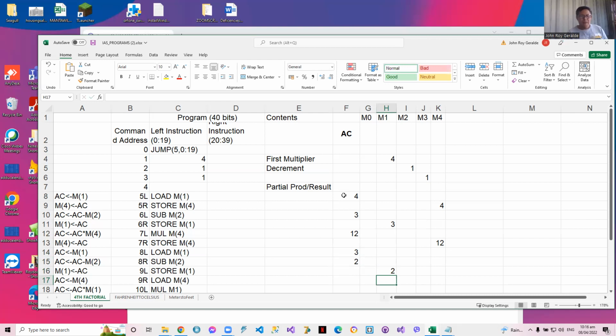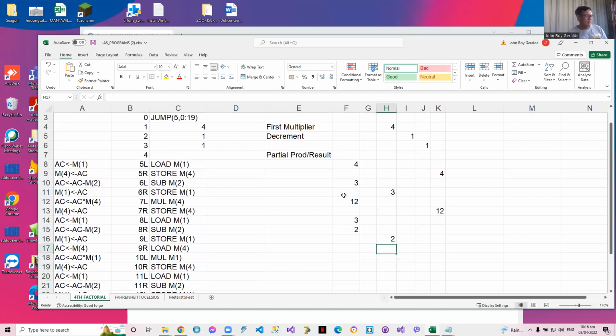Any questions? Then we have load M4. M4 is 12. Mul M1. M1 is 2. So this becomes 24. Store M4. So we will store it here.